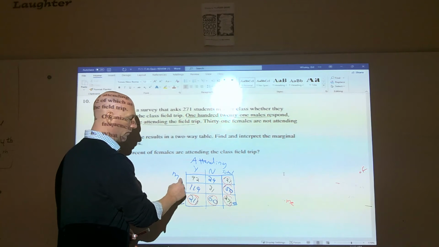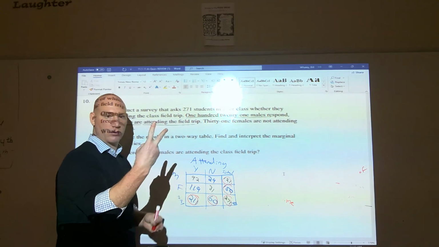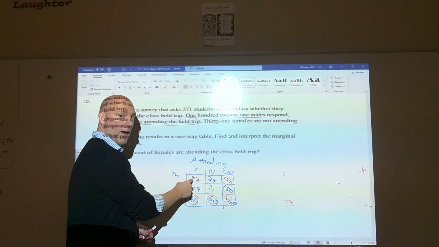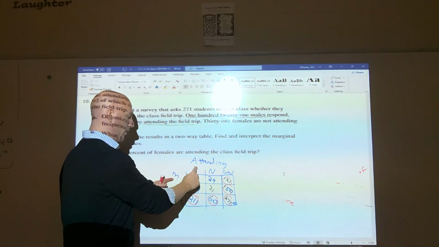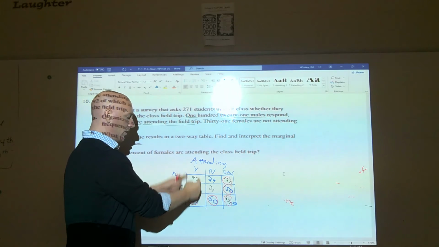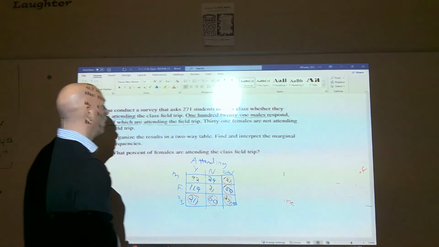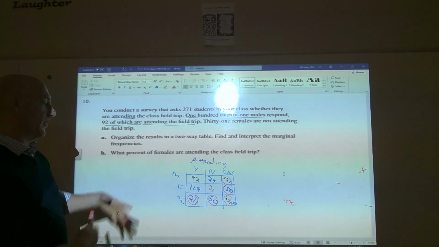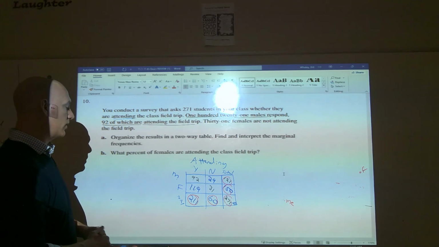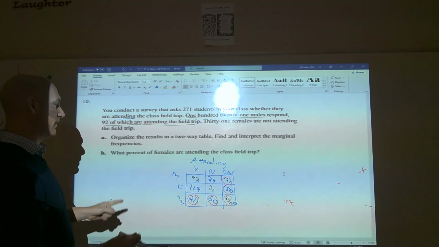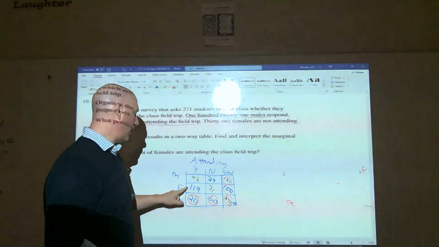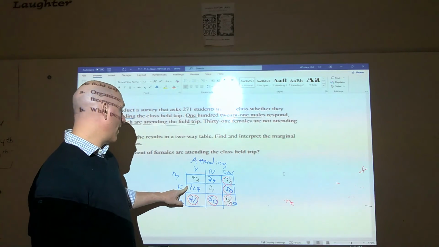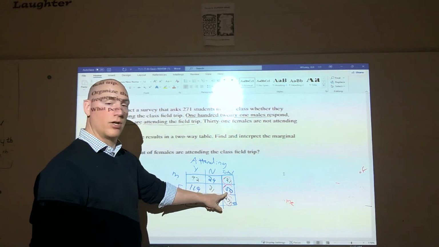Remember, these are the joint frequencies because these talk about two different things. They're joint concepts. Male, yes, joint. This is only yes. What percent of females are attending the class field trip? This can be a little bit confusing. So if we're just going to go what percent are attending, I'm going to say 119 out of 150.